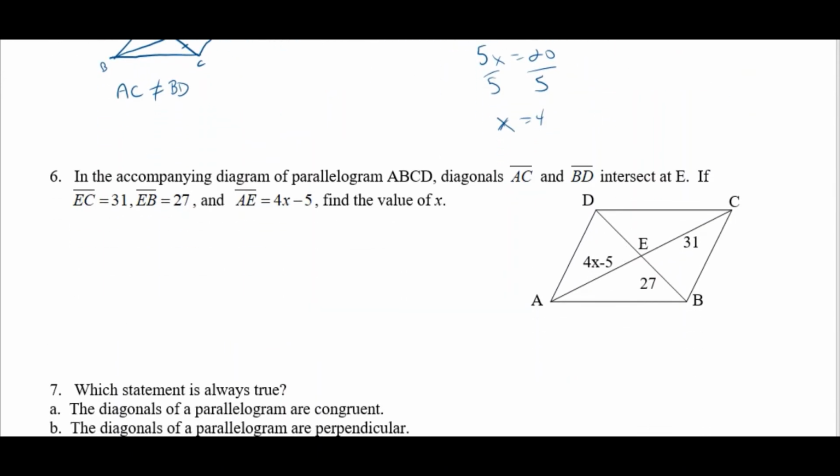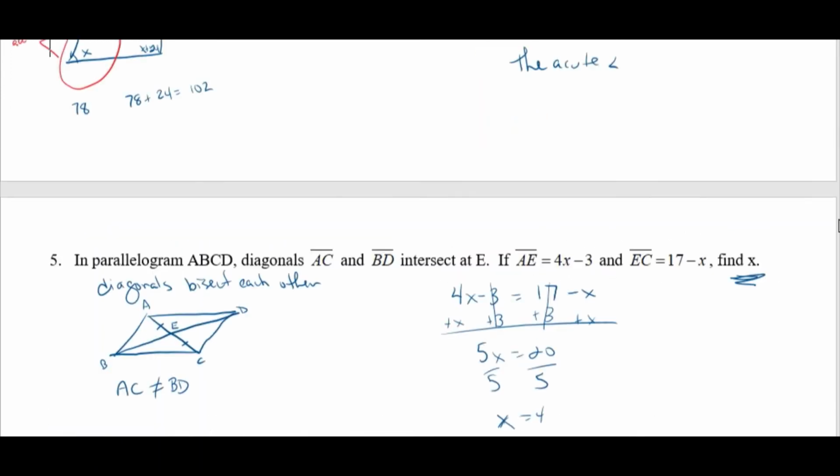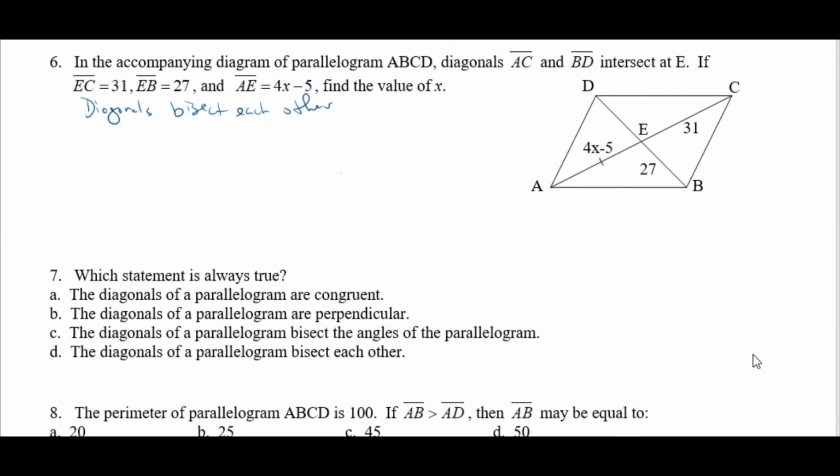All right, let's see if you guys can try number 6. All right, so the key thing that we want to remember is write down our property. So the property we're going to use here is that the diagonals bisect each other. So that tells us that, first of all, DE is equal to EC.